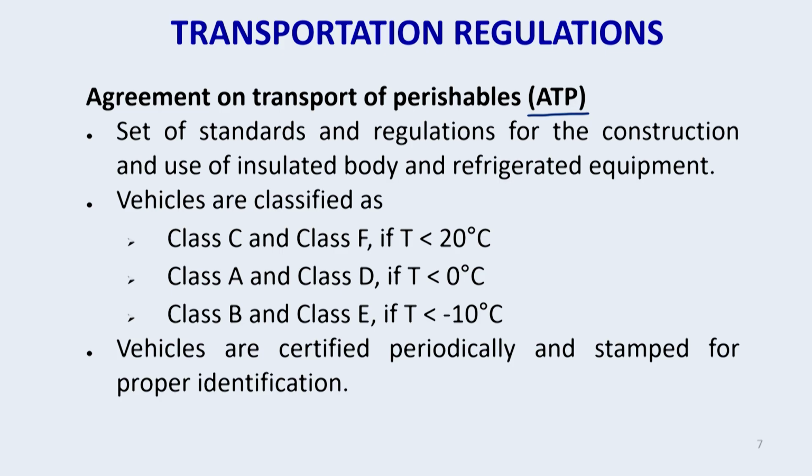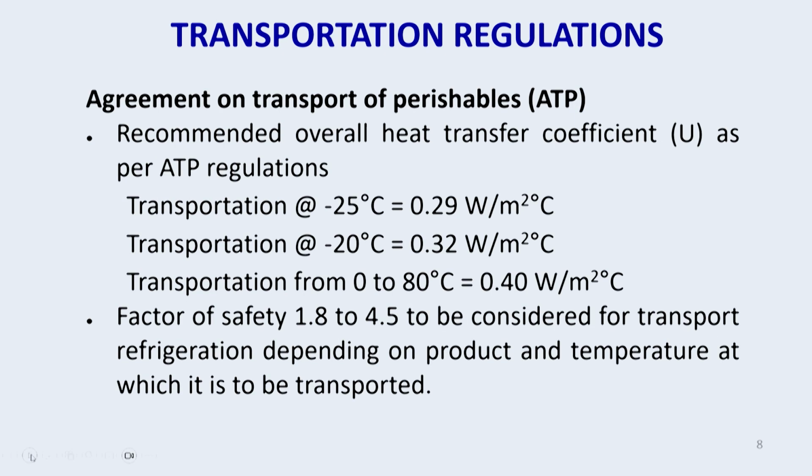And if the temperature is very low, lower than -10 degrees centigrade, then the vehicle comes under class B and class E. Vehicles are certified periodically and stamped for proper identification. Recommended overall heat transfer coefficient, that is the U value in watt per meter square degree centigrade or Kelvin, as per ATP regulations. So if the temperature is -25 degrees centigrade, the U value is 0.29 watt per meter square degree centigrade.